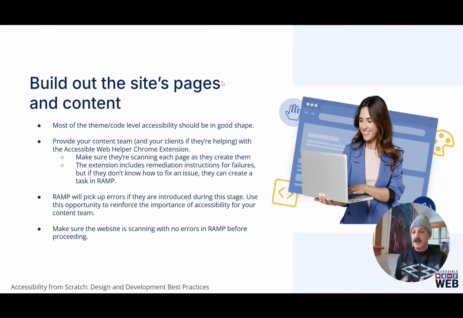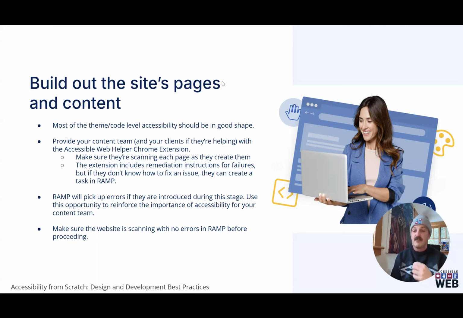Then from there, you have a really solid, accessible coded framework now. Build out the pages and the content, import the products onto your e-commerce site. When you're doing this, your theme code level accessibility should be in good shape from the previous two steps. Your design should be in good shape, but make sure your content team and your clients, they're often helping with content. Give them the Accessible Web Helper Chrome extension and make sure they're scanning each page as they create them. Use that Chrome extension to put accessibility at their fingertips and work this into the definition of done. As they're adding content, if they find errors, they can be part of your QA team, right?